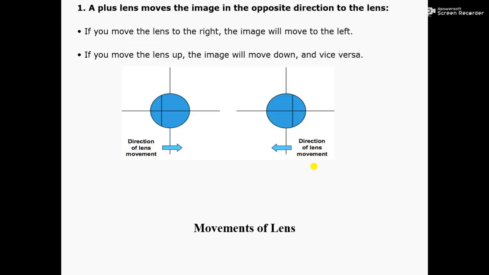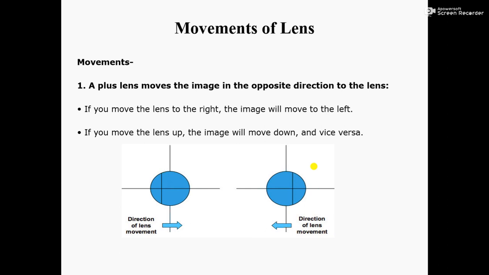Next, movements of lens. Number 1, a plus lens moves the image in the opposite direction to the lens. Here, if we move the lens to the right side, then the image will move to the left side. If we move the lens upside, then the image will move downside and vice versa.